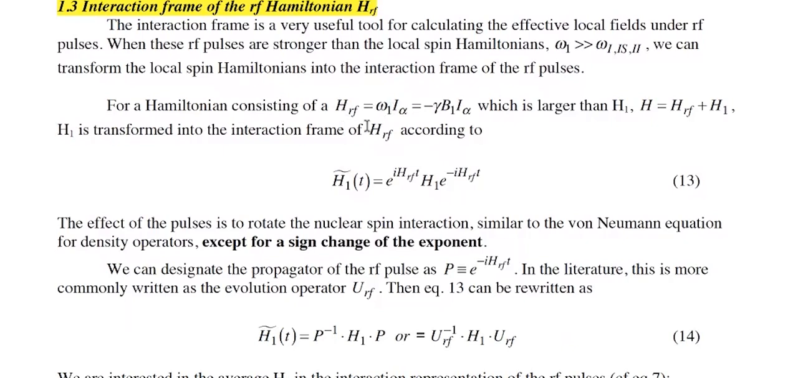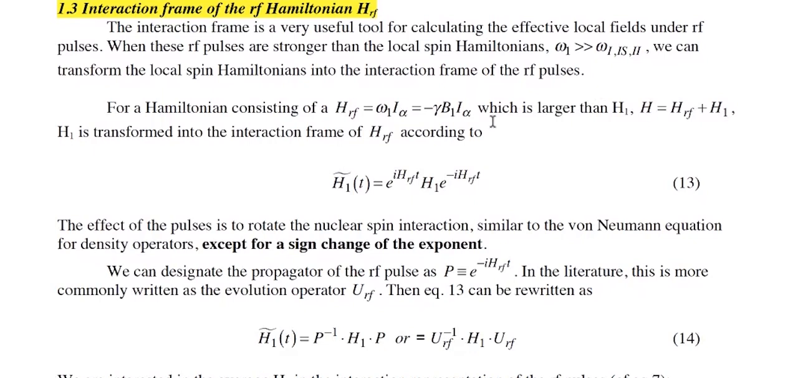So, all right, for a Hamiltonian consisting of HRF equals, let's first write down what is the RF pulse Hamiltonian at all. I would write it as omega 1 times I alpha. Omega 1 denotes gamma B1. That's the magnitude of your RF pulses. It is not the frequency of your RF pulse. Okay, it's the strength, it's the magnitude. I alpha, this alpha can be X, Y, Z, depending on which direction you want to apply your pulse. My notations, my subscripts are not particularly great. Let me just say this HRF is larger than H chemical shift, H dipolar coupling, and so on and so forth. All right, this one is a little bit confusing.